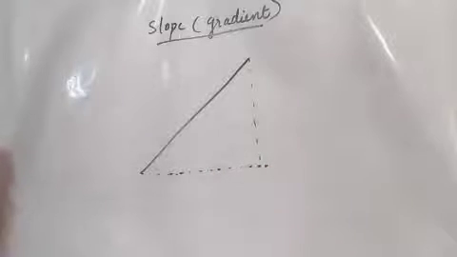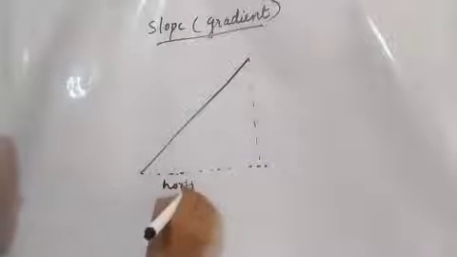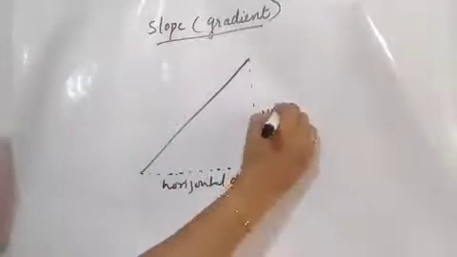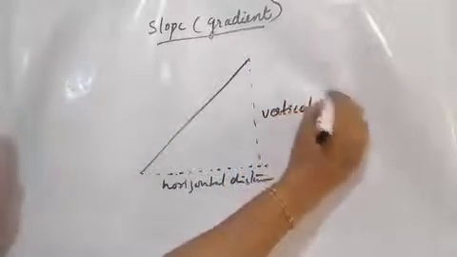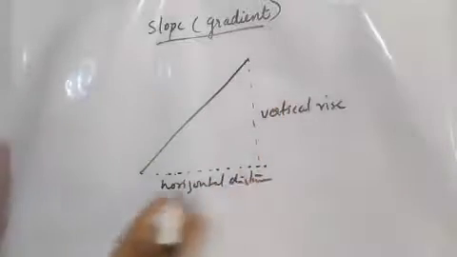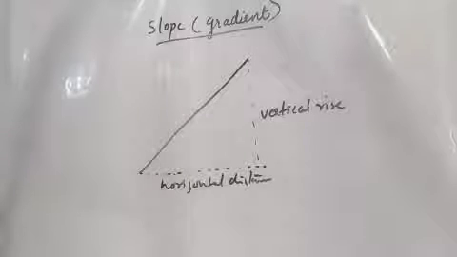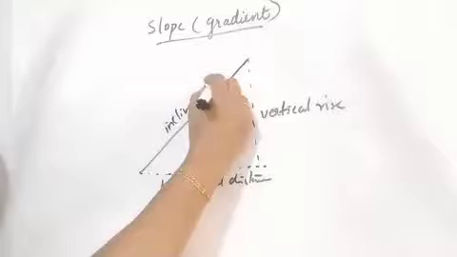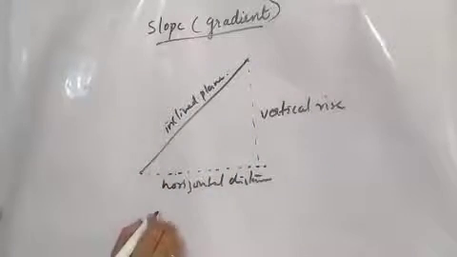This is the horizontal distance, and what about this one? It's the vertical height, no? Vertical rise. The ratio between the vertical rise of a plane and its horizontal distance is called the slope of the inclined plane. Okay, so you can write the ratio.